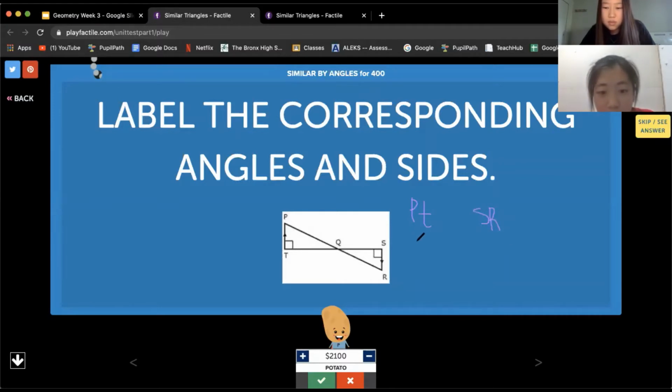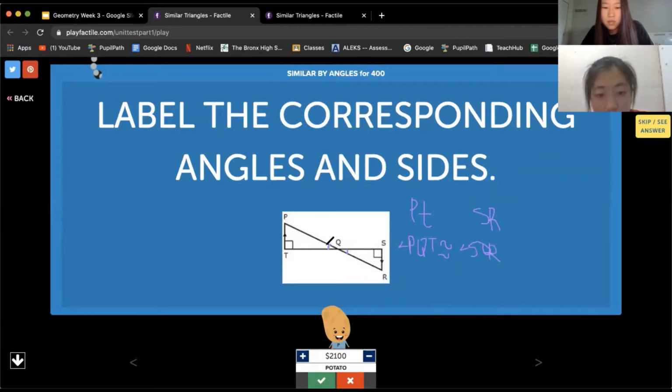And at point Q, there's a vertical angle, which means these two angles are congruent, which is angle PQT is congruent to angle SQR.